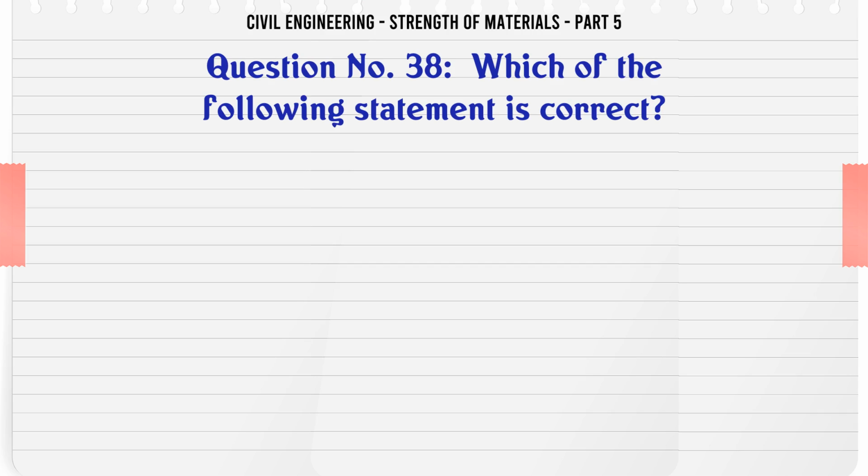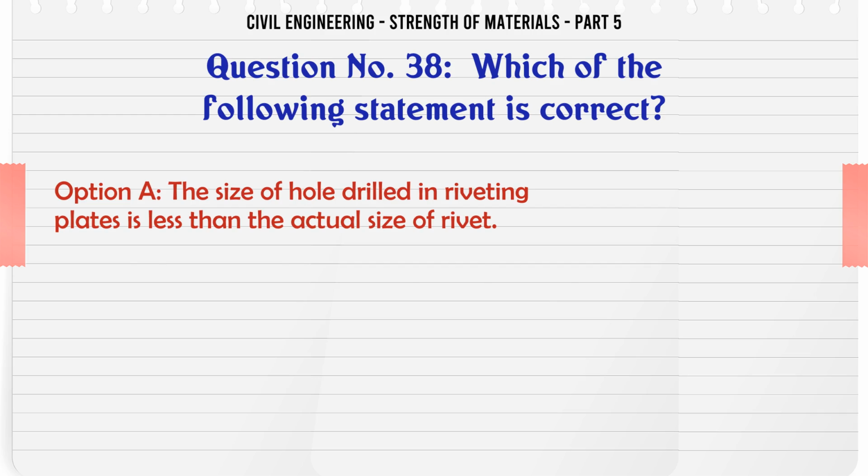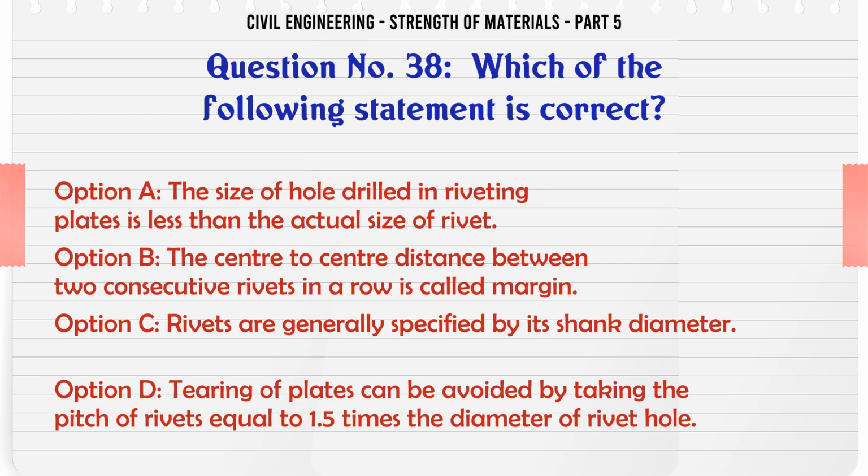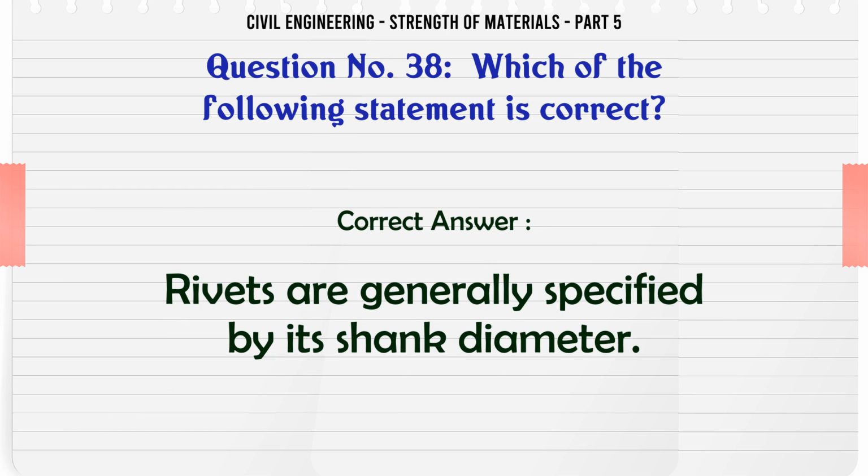Which of the following statements is correct? A. The size of the hole drilled in riveting plates is less than the actual size of the rivet. B. The center-to-center distance between two consecutive rivets in a row is called margin. C. Rivets are generally specified by their shank diameter. D. Tearing of plates can be avoided by taking the pitch of rivets equal to 1.5 times the diameter of the rivet hole. The correct answer is rivets are generally specified by their shank diameter.